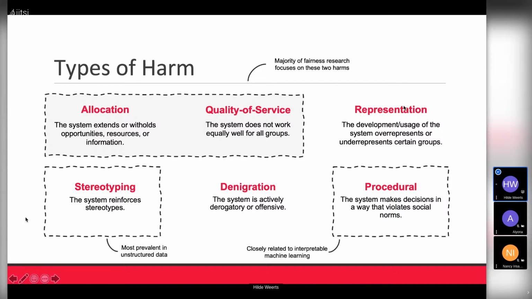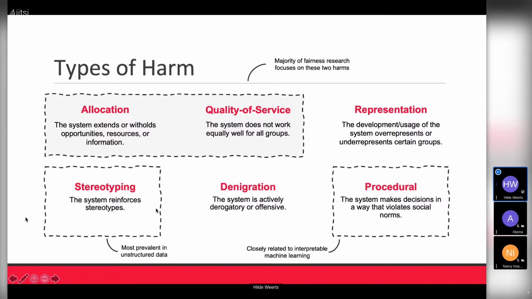The third type of harm is representation harm. So this could actually also be a cause of quality of service harm. So if some groups are underrepresented in the data, you can imagine that the quality of your model won't be equally good for those groups, especially if the data distribution differs a lot. But also, generally speaking, if a system overrepresents or underrepresents certain groups, that could also be already a type of harm.